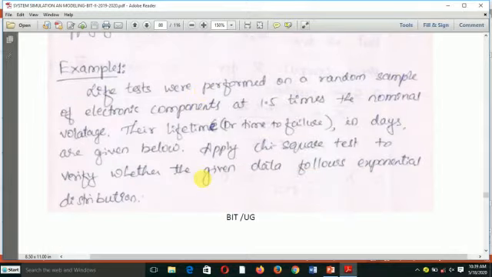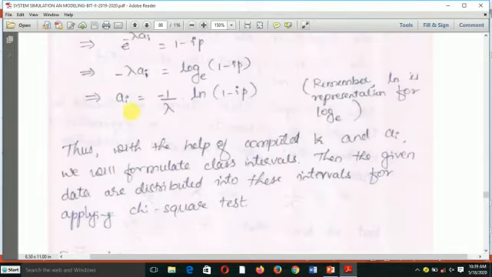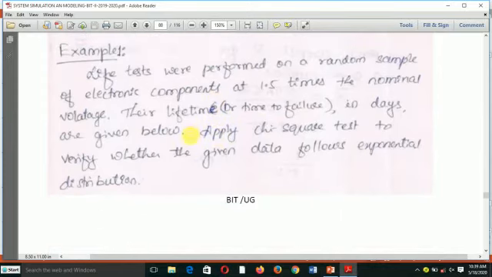So let's see an example. We are going to apply all those formulas using an example. Example 1: a test is performed on a random sample of electronic components at 1.5 times the nominal voltage. So you're going to test what? A random sample of electronic components, the components which must be used in electronic equipment, like for example cards of a computer and so on.